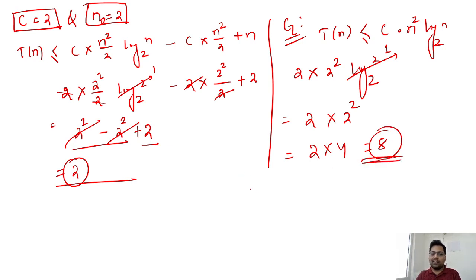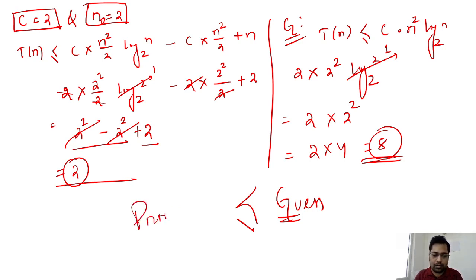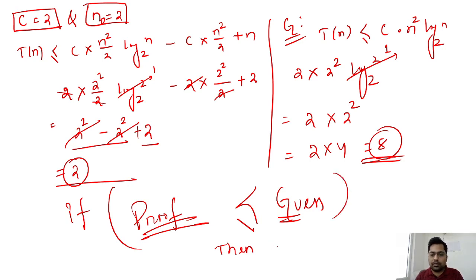What I told you, the guess should be greater than or equal to the proof. If this condition holds, only then you can say your guess is correct. If that happens, then the guess is correct.